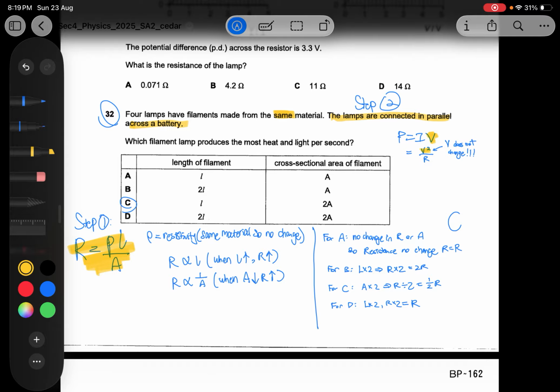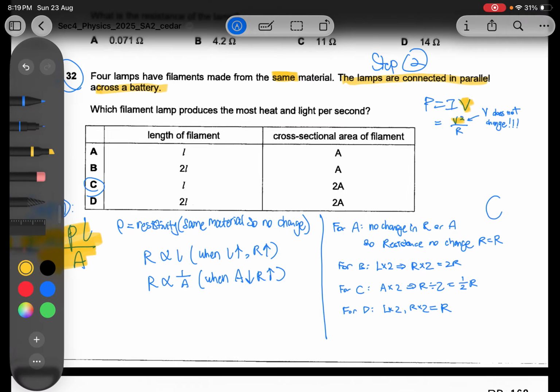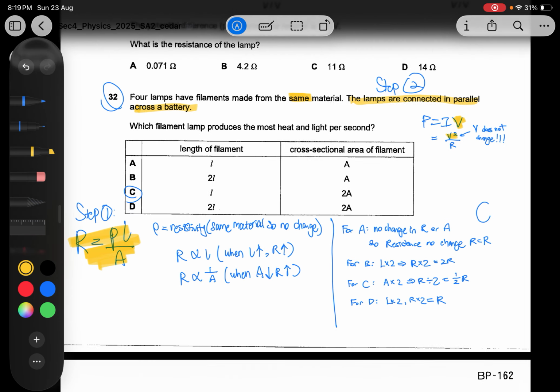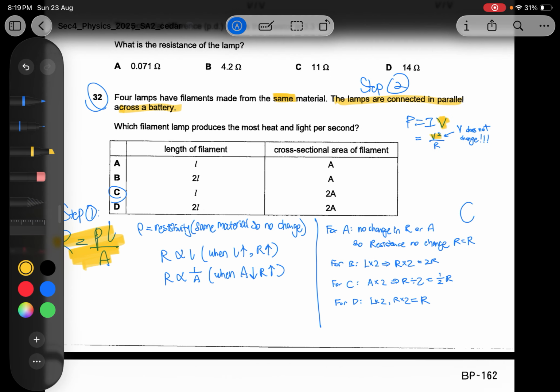Why is this formula so helpful? Because we know that L is referring to the length. When length increases, the resistance increases. When the cross-sectional area decreases, the resistance increases, because they are inversely proportionate. So if we compare A, B, C, D, we notice that B has the highest resistance of 2R.